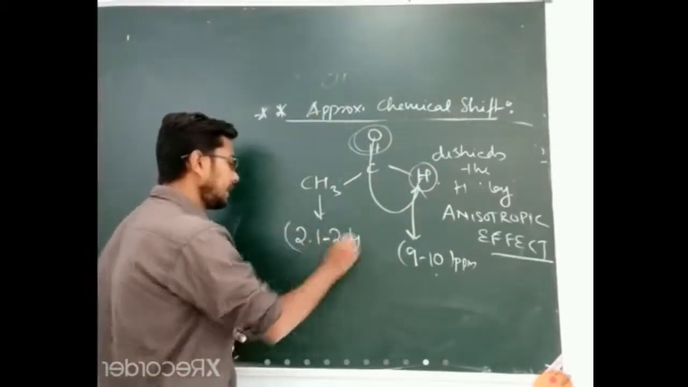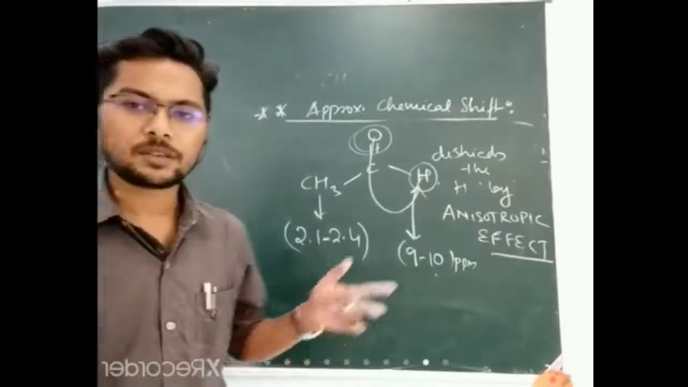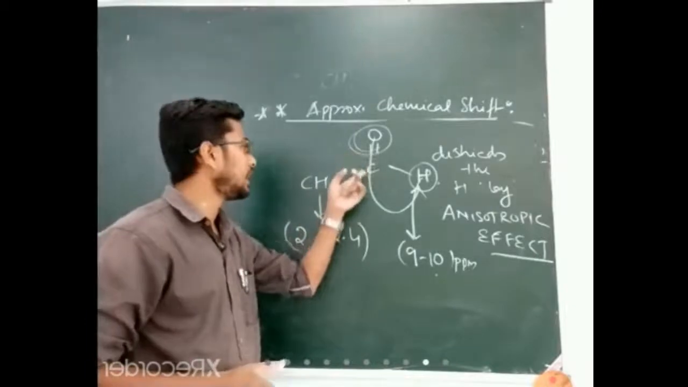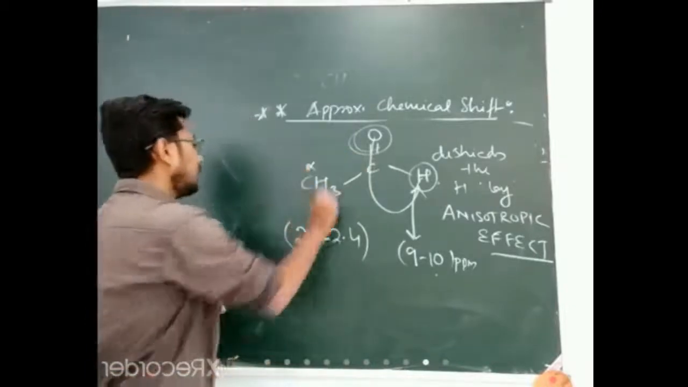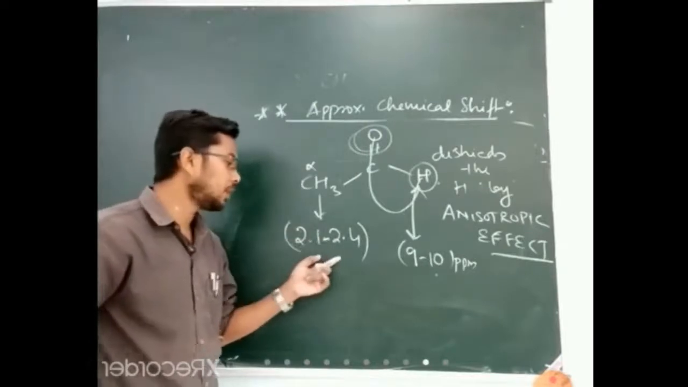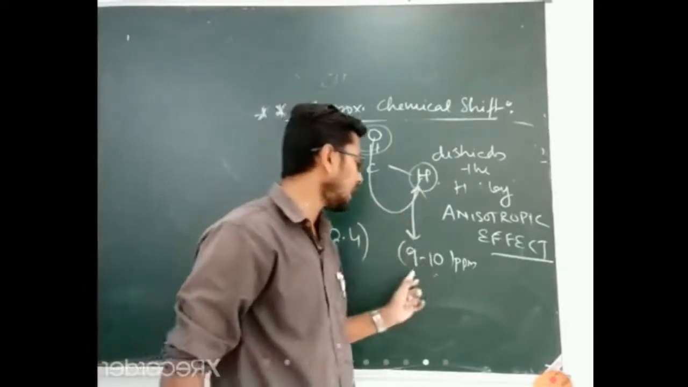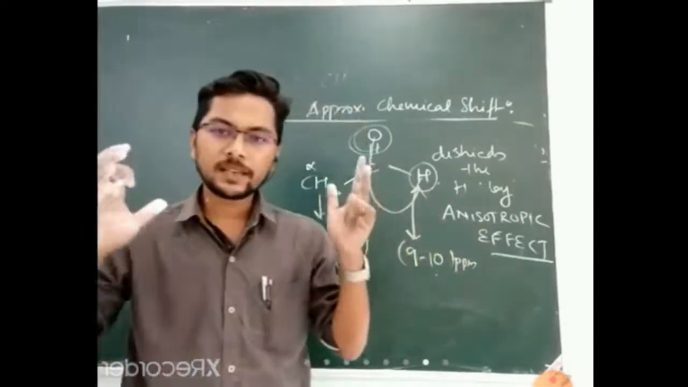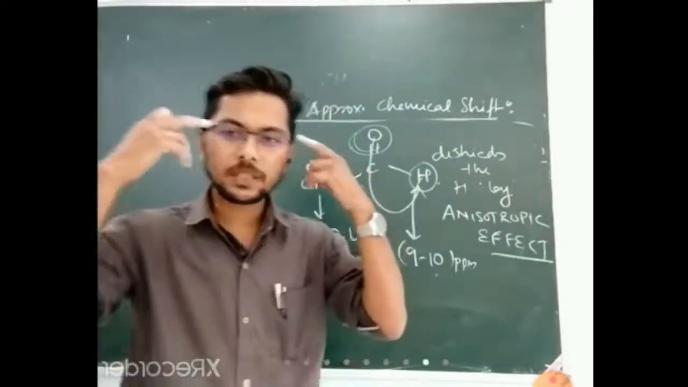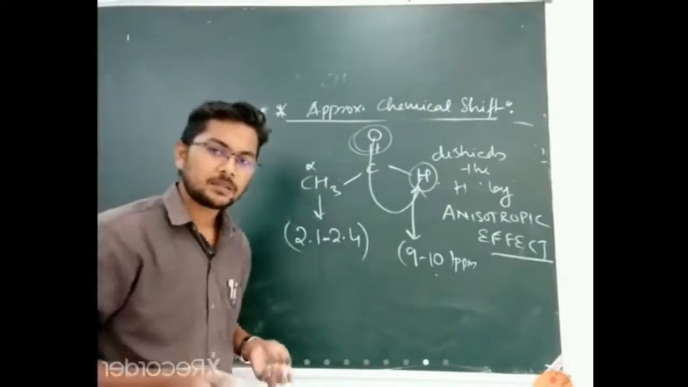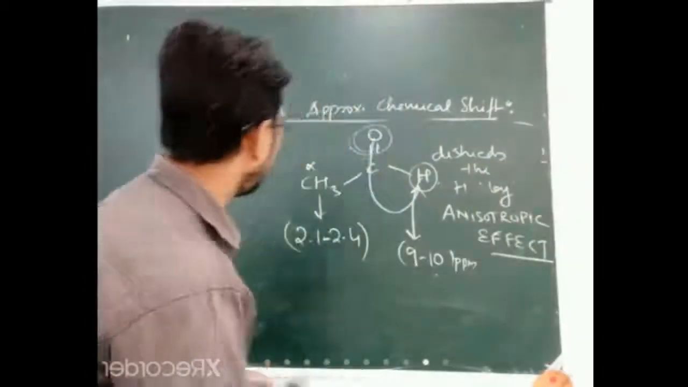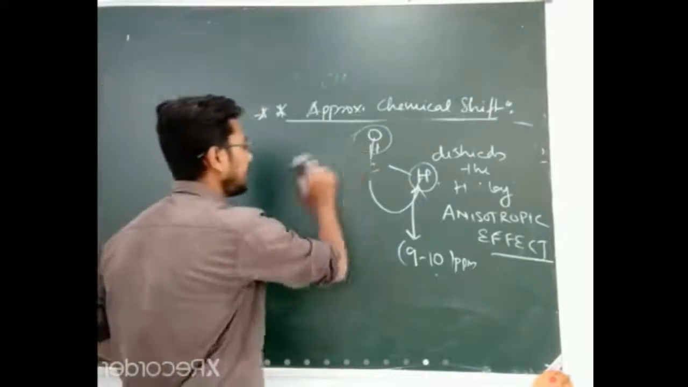So another candidate has now shown its presence in the 2 to 3 region. In your aldehyde this will be your alpha carbon atom. So these alpha carbon atom hydrogens appear in 2.1 to 2.4, and these hydrogens are 9 to 10. So this is the characteristic feature of this, like my characteristic feature is my specs. So those kind of things you should keep in mind.